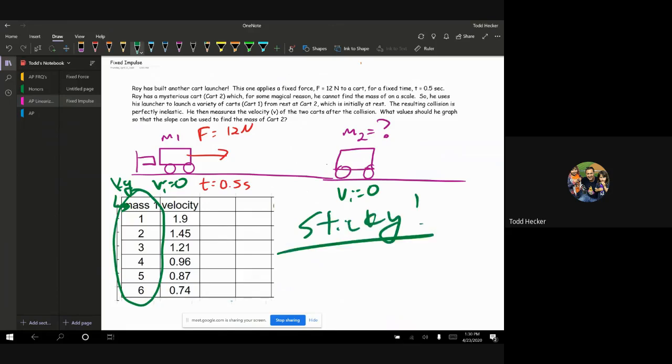All right. He then measures the velocity of the 2 carts after the collision. So based on this data, what values should he graph so the slope can be used to find the mass of the mystery cart?